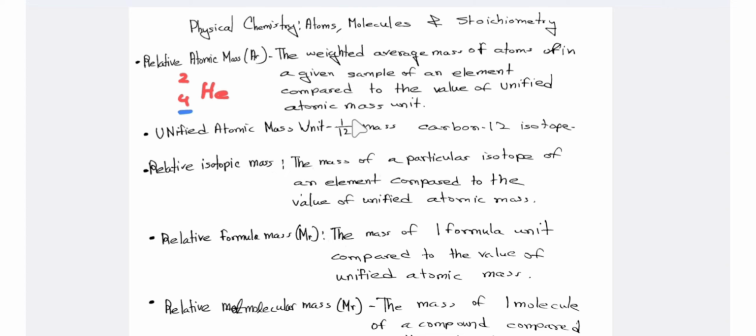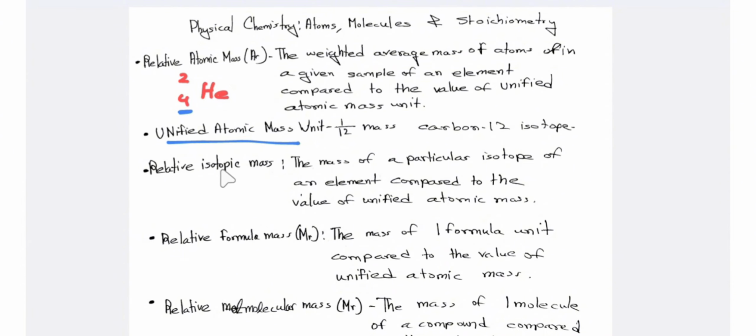Unified atomic mass is 1/12 the mass of a carbon-12 isotope. That means the relative atomic mass is the average mass of an atom in a given sample of an element compared to the value of 1/12 the mass of carbon-12 isotope.